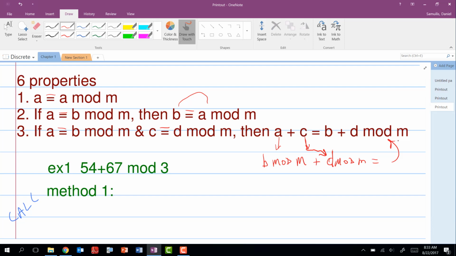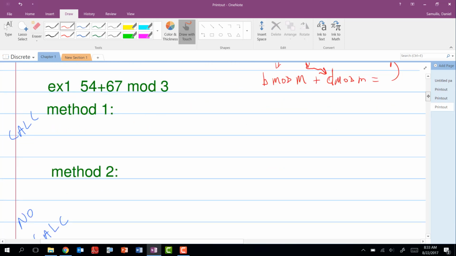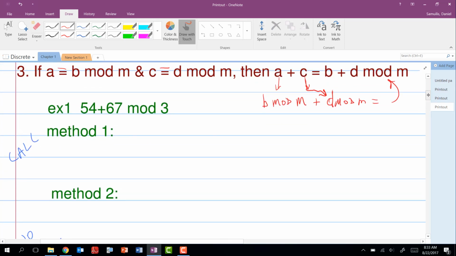Okay, so what this means is if you saw B plus D mod M, you could mod M both of these separately and then go ahead and add. Okay, so you maybe not know what I mean there. So we'll do the first one. Actually, we'll do all of these when I show these properties. Exercise them with numbers, and we'll do it two ways.